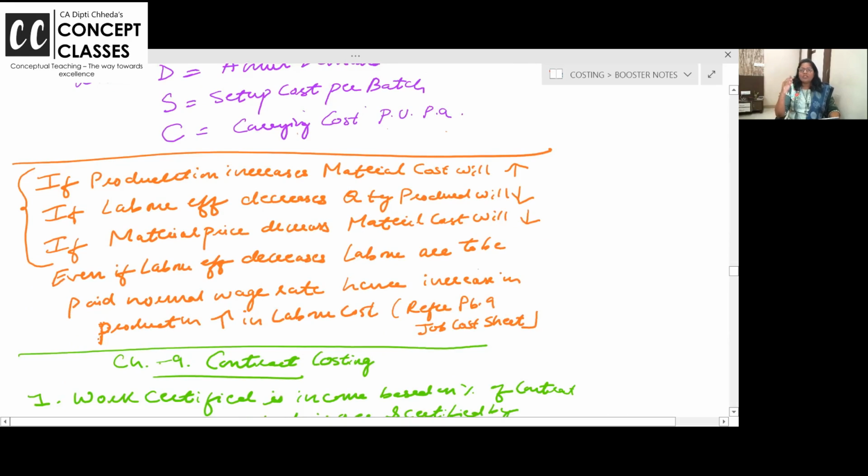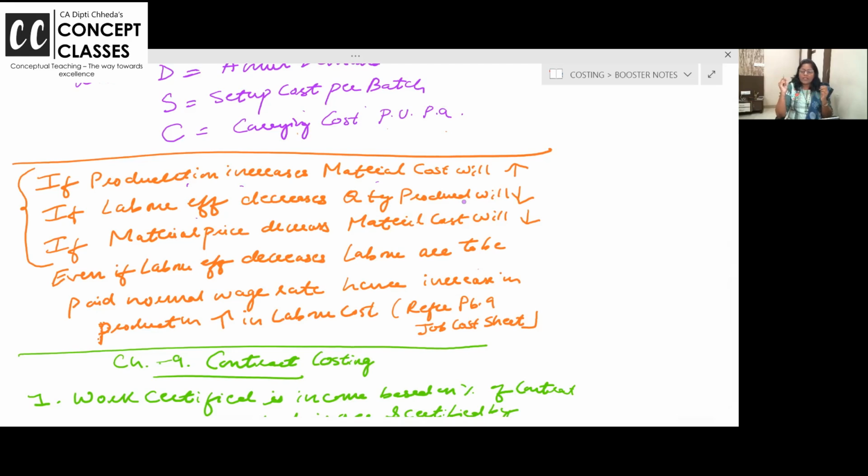There are some nice production related problems also in the job cost sheet. I'm saying the job cost sheet is just a little extension of your cost sheet. Like if the number of units produced increases, your material cost will increase. If labor efficiency decreases, the quantity produced will also decrease. These are all logics. You have to remember them and apply them in the problem. Material price, if it decreases, you know, when you are increasing the production, you are buying more quantity, so you are asking for bulk discount. So if the material price decreases, then the material cost will come down.